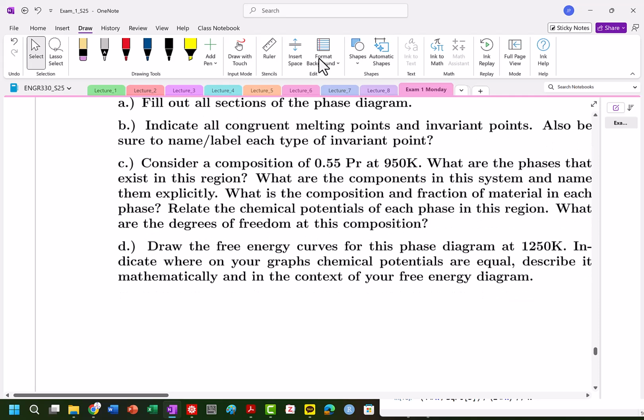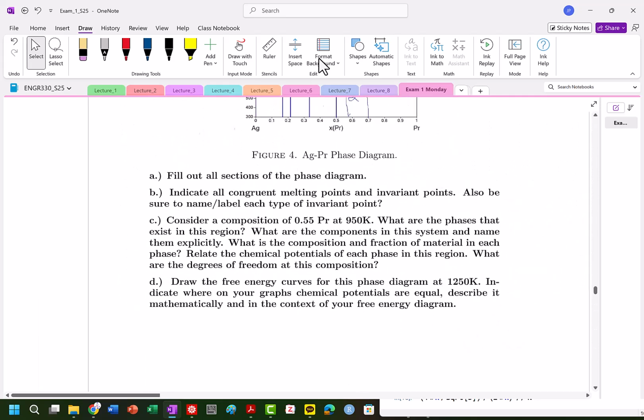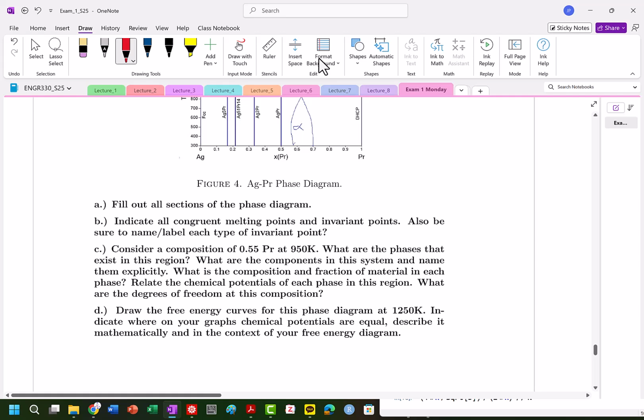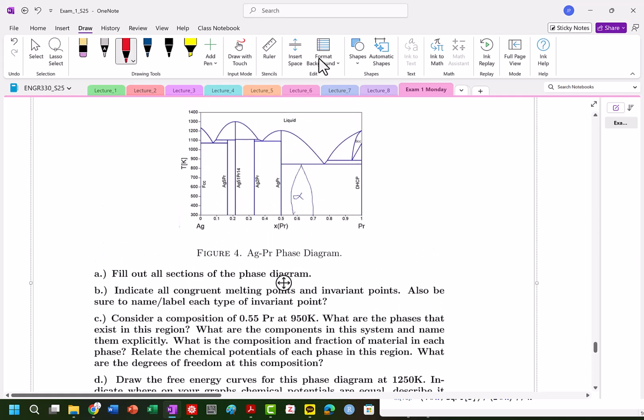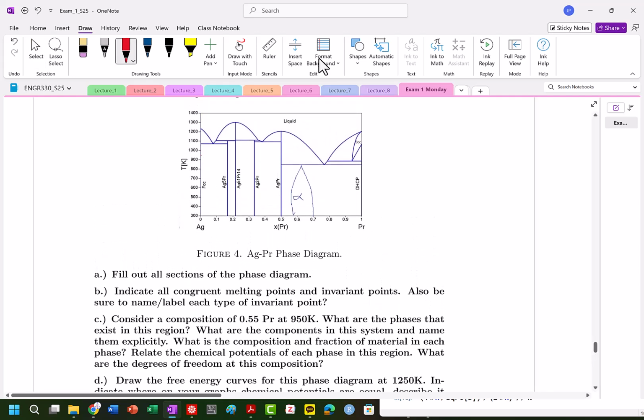Excellent. So we're looking at a composition of 0.55 at 950. So at 950, let's say we're right here. We're at 0.55. Excellent. We're in a two-phase region of what? Let's call this beta. So our composition of beta is just going to be 0.5 here. Our composition of liquid is approximately, let's just call that 0.75. Our composition that we're interested in, our C naught, is equal to 0.55.